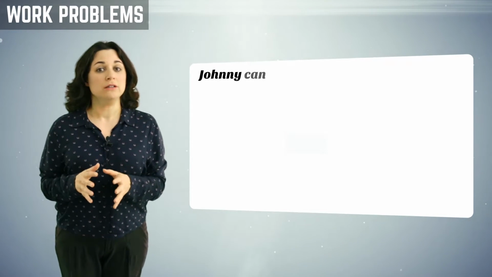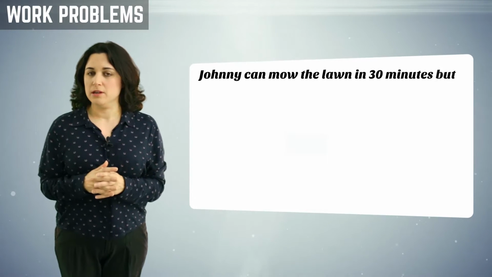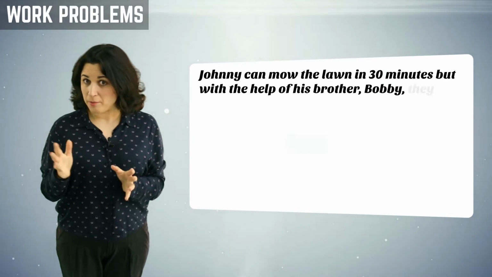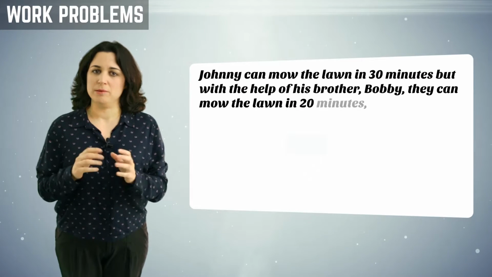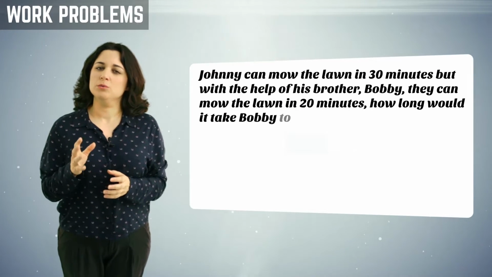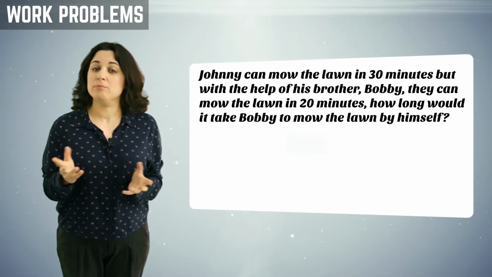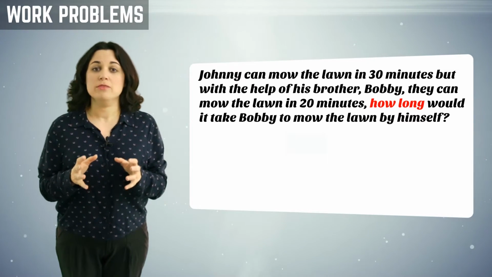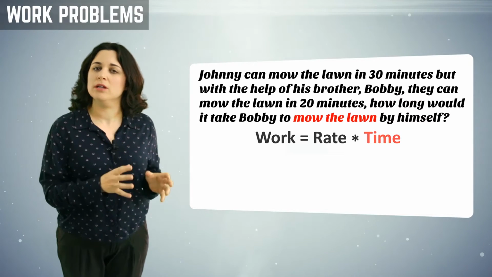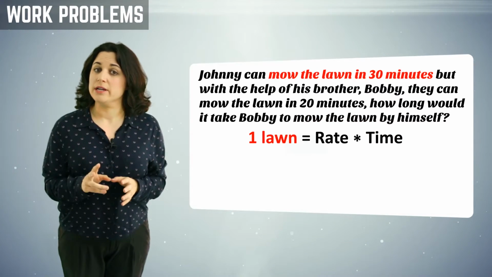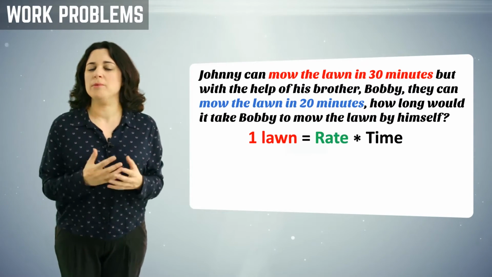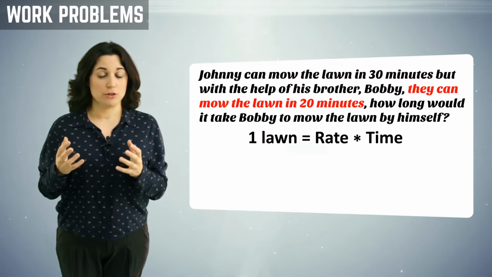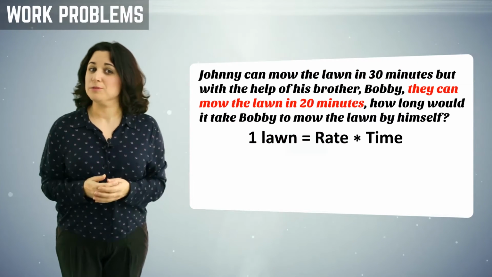Let's look at a different type of question. Johnny can mow the lawn in 30 minutes, but with the help of his brother, Bobby, they can mow the lawn in 20 minutes. How long would it take Bobby to mow the lawn by himself? The question is about Bobby's time, and the work we're asked about is 1 lawn. There are 2 rates, and we need to figure out Bobby's rate. There are 2 brothers working together.